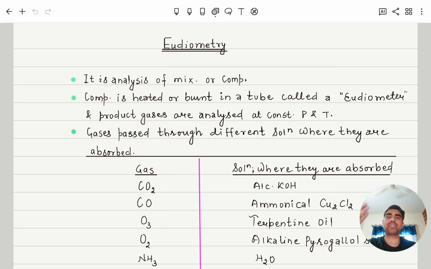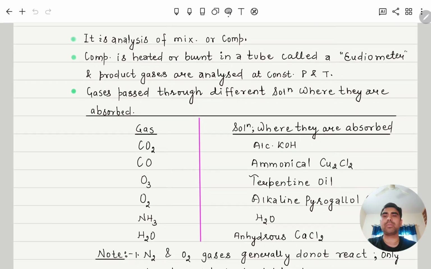Like in atomic structure, we used a long glass tube for the discovery of electron and proton, cathode rays and anode rays. Same like that, a long discharge tube we will use to analyze the mixture composition or the molecular formula of any compound. Here you can see that the compound is heated or burnt in a tube called a eudiometer, and the product gases are analyzed at constant pressure and temperature, that means at STP or constant pressure and temperature as per the question.